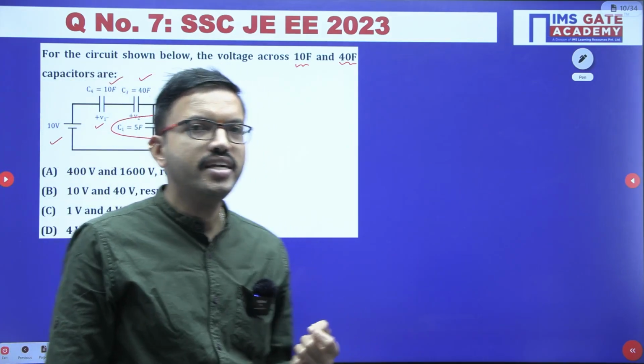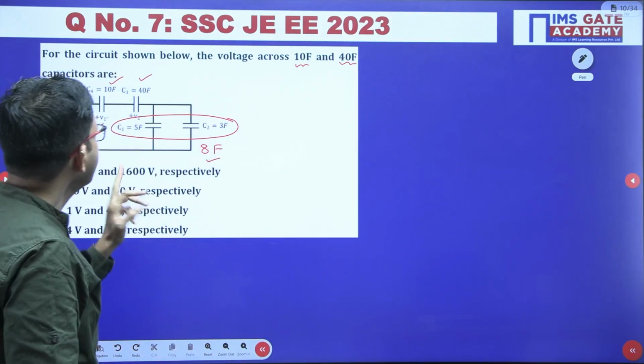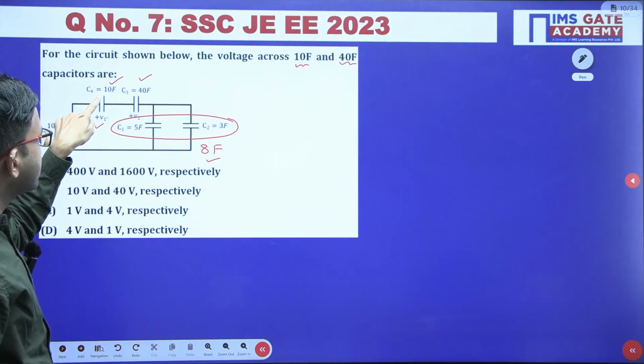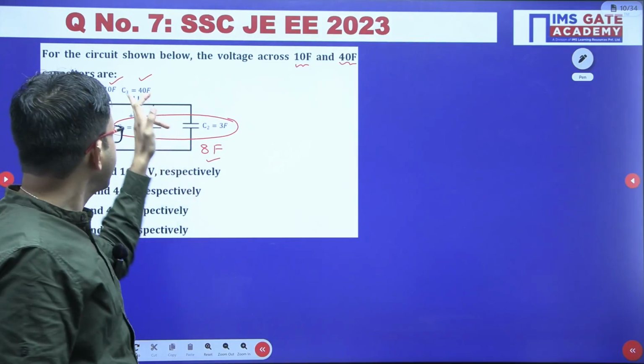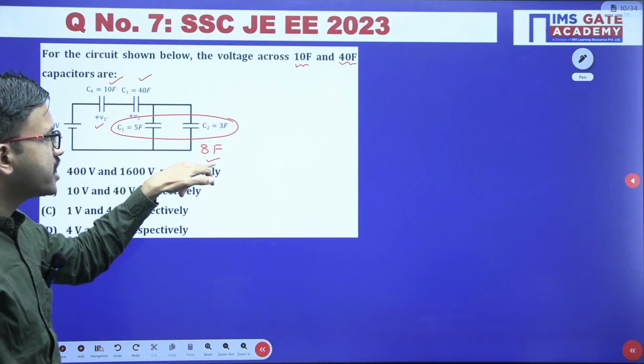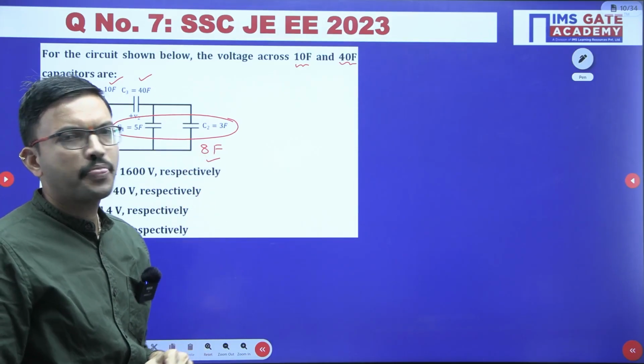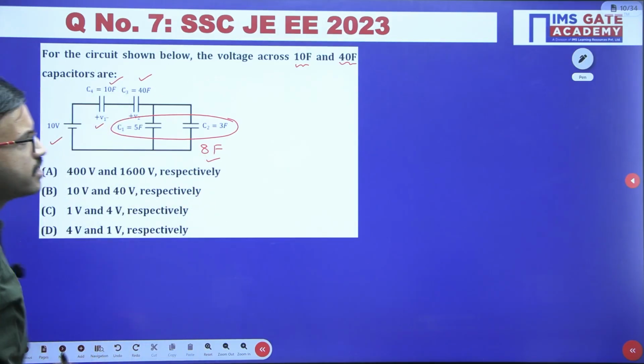Voltage will get divided across every element, right? Now if you want to find the voltage across this particular capacitor, or this one, or this one, you can use the voltage division rule. Okay, so for this question, let us calculate one parameter.